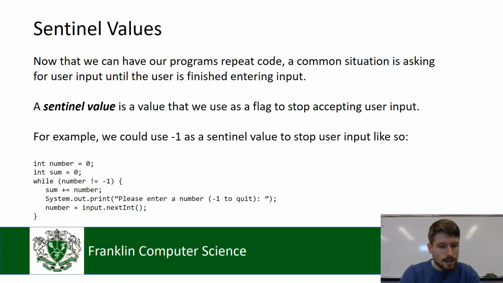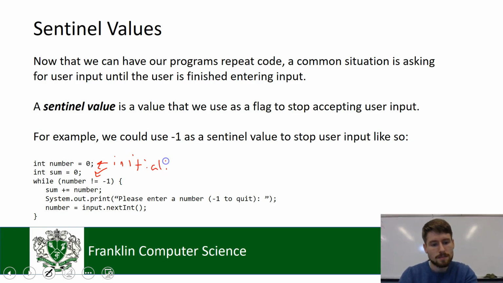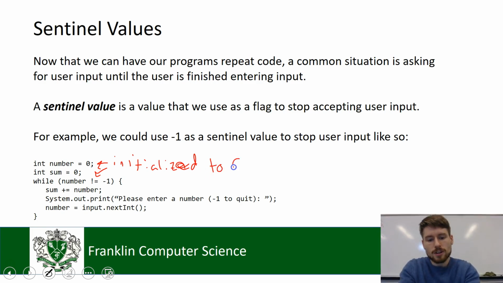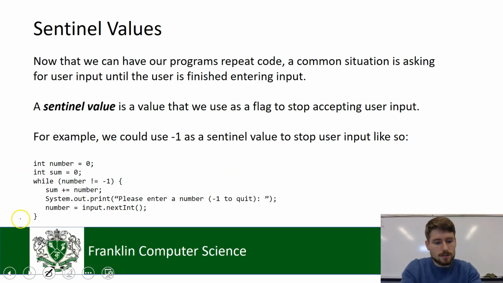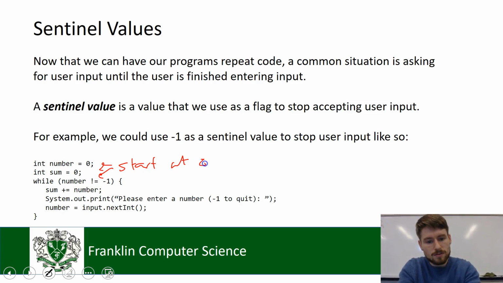Initially the number and the sum are both set to 0. Because we're creating a sum, we want to start it off at 0. And then we add the number to the sum, and we'll see why we put the sum plus equals number at the top and why we don't want to put it at the bottom in a moment.